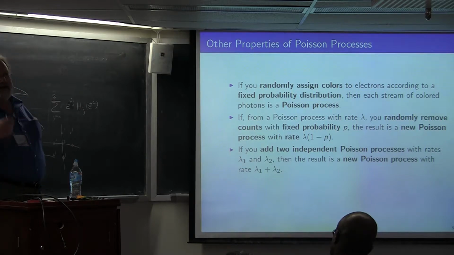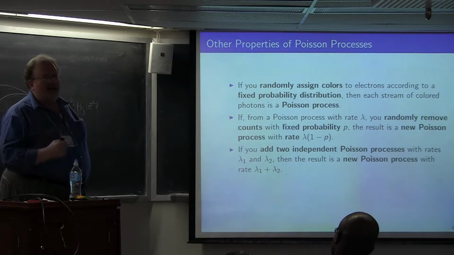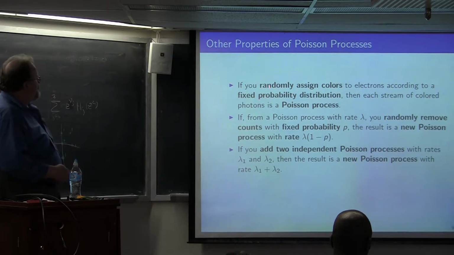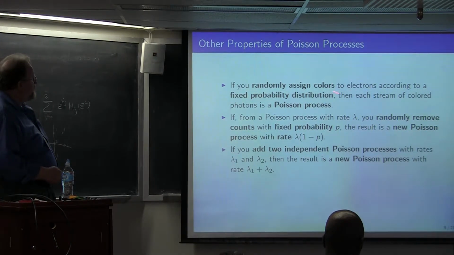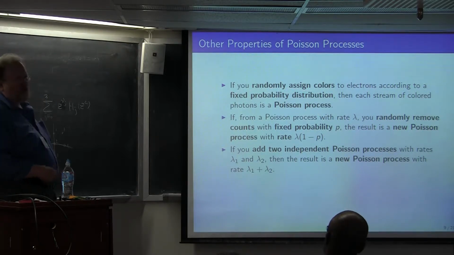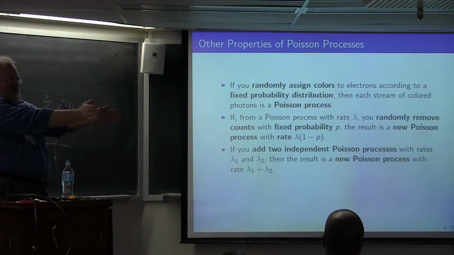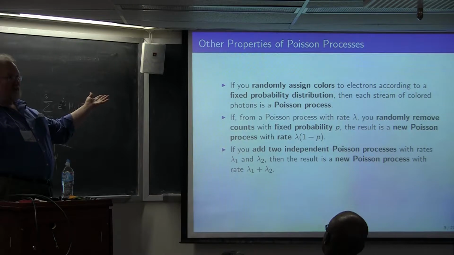I didn't know anything about Poisson processes, but it has amazing properties. Here's one property: if you randomly assign colors to photons according to a fixed probability distribution, then each stream of colored photons is a Poisson process. So if you take a process and randomly assign colors to these photons, and look at each color separately, that's another Poisson process.